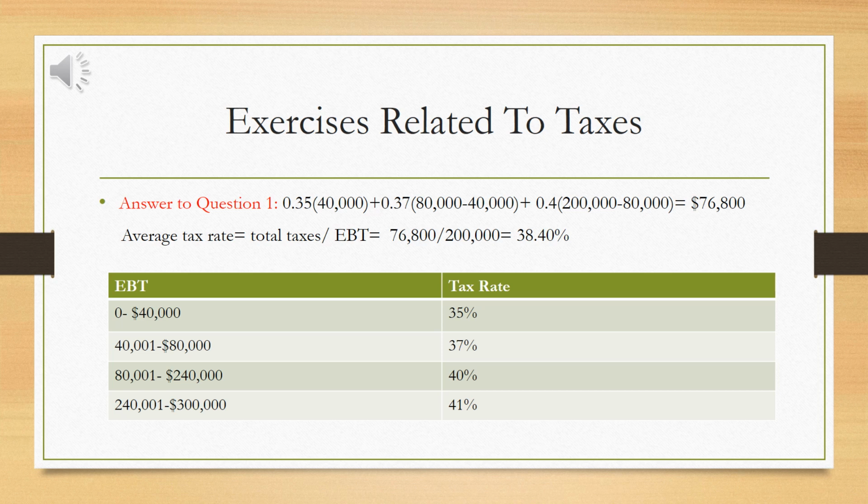So, taxes equal 0.35 times 40,000 plus 0.37 times (80,000 minus 40,000) plus 0.4 times (200,000 minus 80,000), which yields 76,800. Thus, the average tax rate equals 76,800 over 200,000, which is 38.4%.